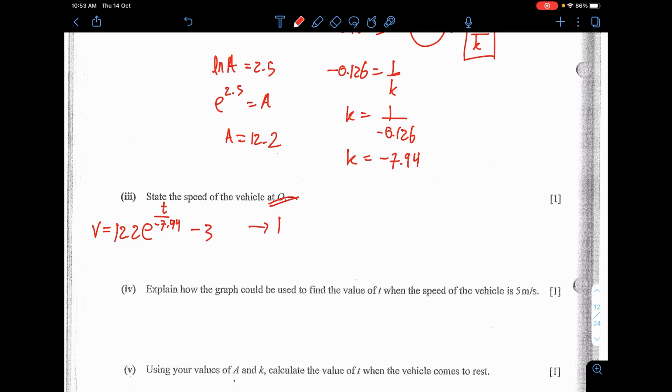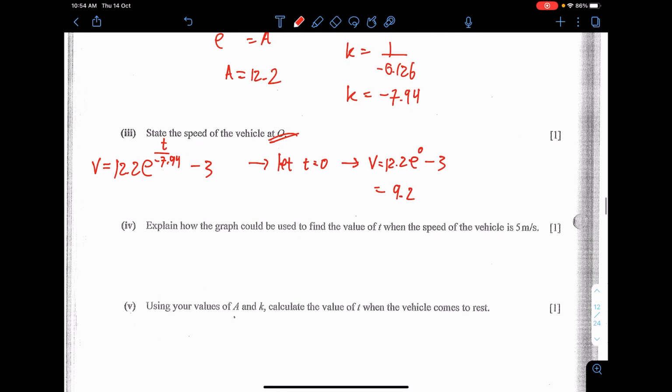So let t equals 0. You got the v as 12.2 multiplied by e power 0 minus 3. You got, well, 9.2. Okay, with the number that I got, it might be a little bit different from any number that you get yourself.